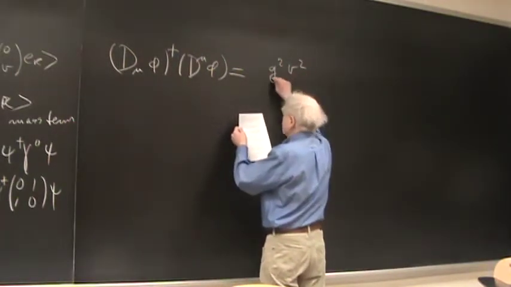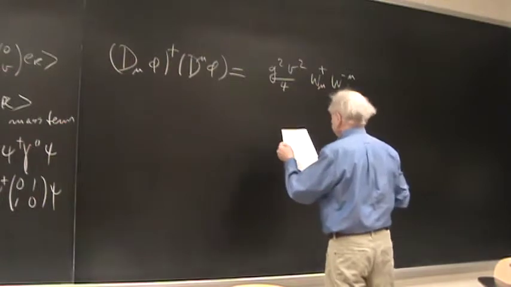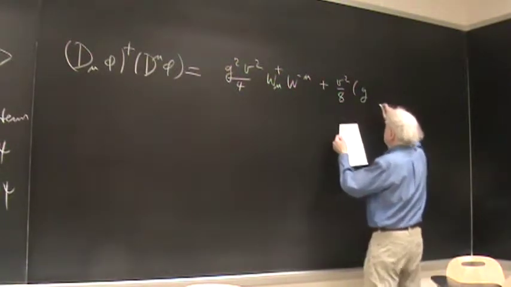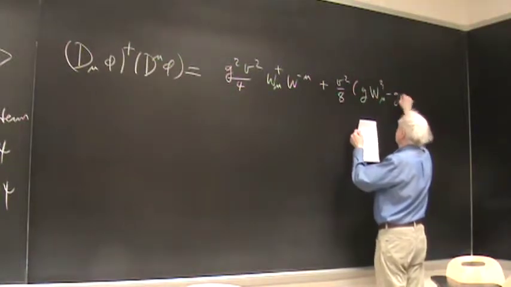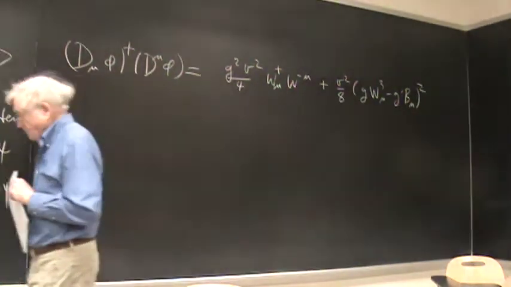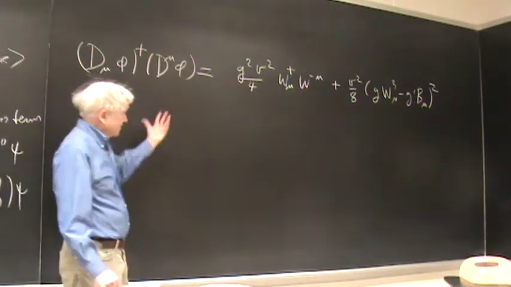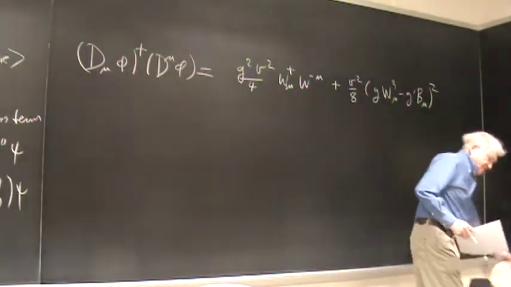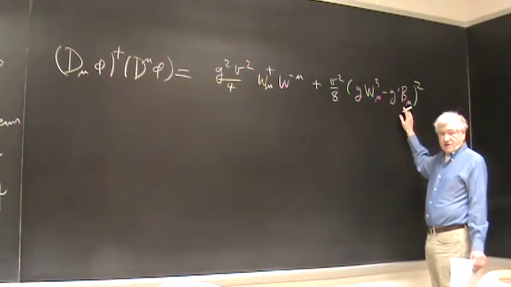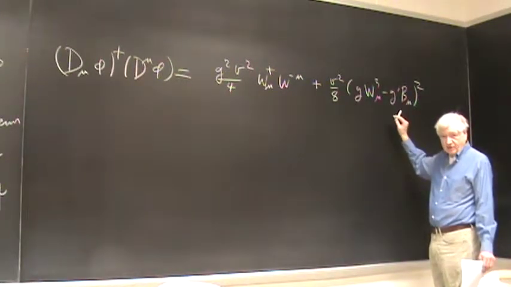Then what you get is g squared v squared over 4, W plus mu, W minus mu, plus v squared over 8. And this is the cute part. g W3 mu minus g prime B mu, squared. So in other words, there's a linear combination of these generators that leaves this vacuum, say, 0V invariant. Because this is one combination of W3 and B mu. There's an orthogonal combination. It's not appearing here. Its mass is still zero. Its mass is zero after symmetry breaking.